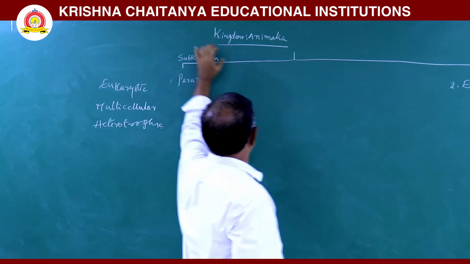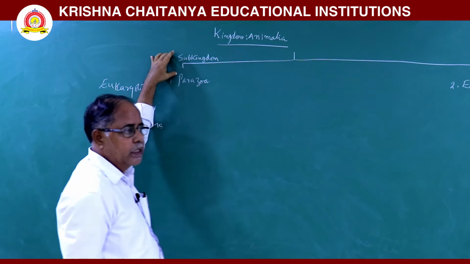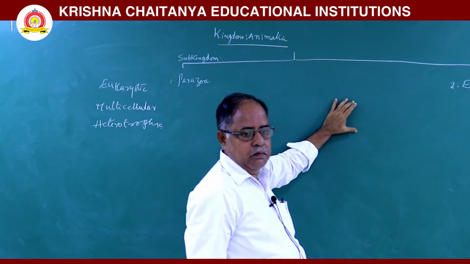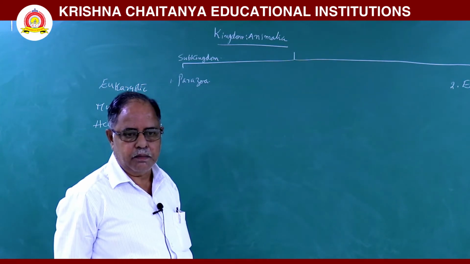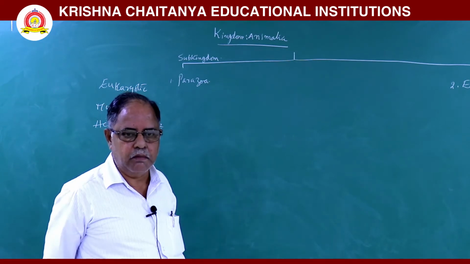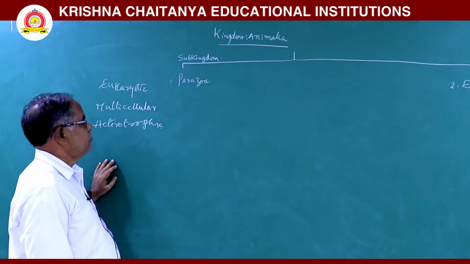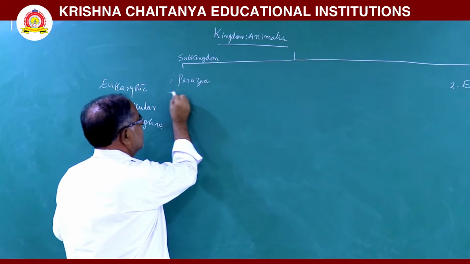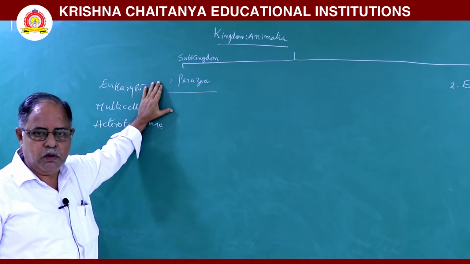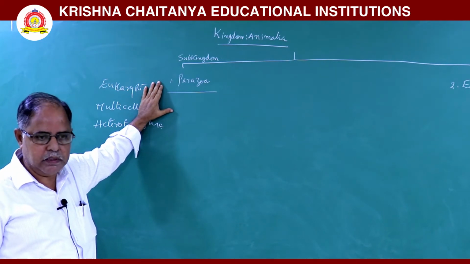Kingdom Animalia is further classified into two sub-kingdoms. One is Parazoa, the second one is Eumetazoa, based on presence and absence of tissue. In some, tissues are not formed, in some, defined tissues are formed. So, first Parazoa. In Parazoa, they are multicellular animals. They are primitive animals.